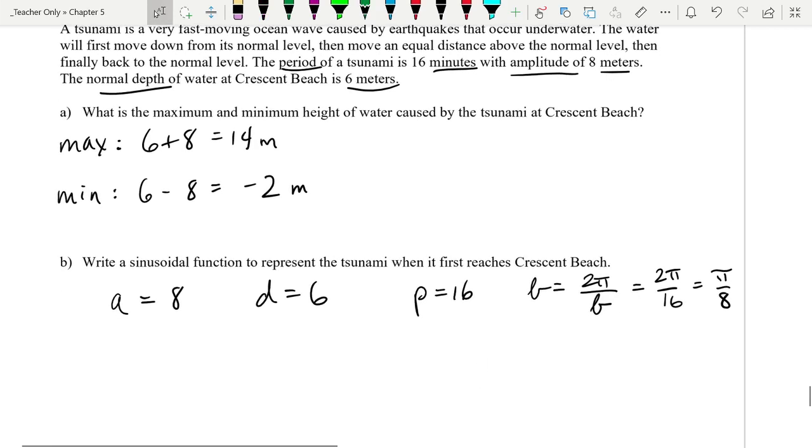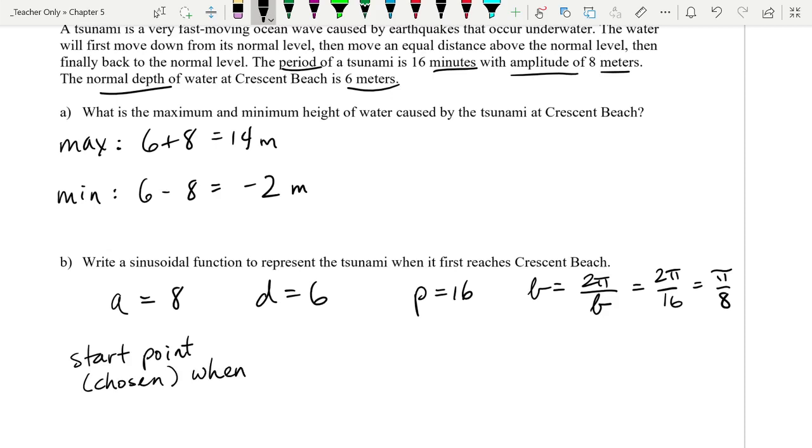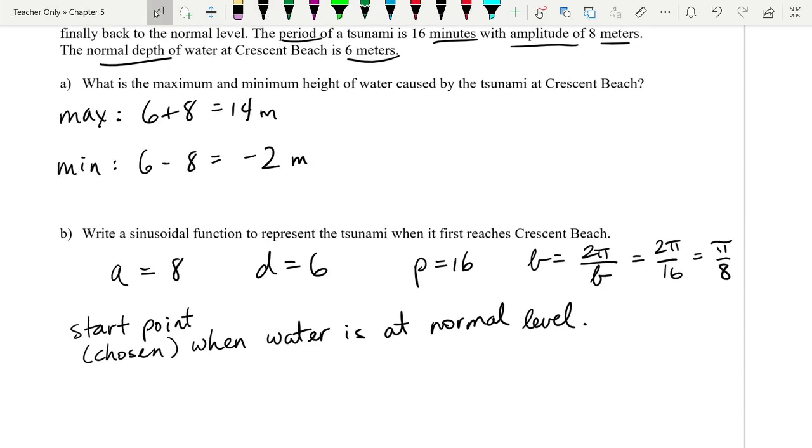And okay, let's say that we'll choose our starting point when water is at normal level. And then, if we start at normal level, what trig function do you think we should use? We should use sine, right? Because sine starts not at a maximum or at a minimum, but right in the middle at a node. So that means we'll use sine.